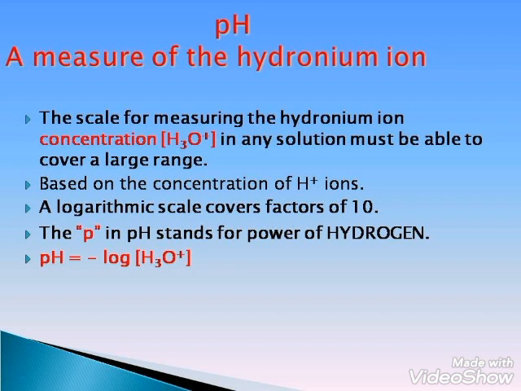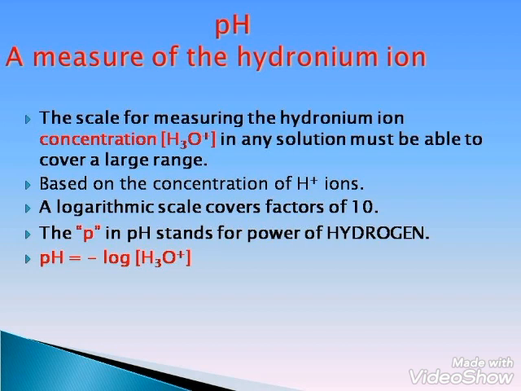So pH can be regarded as a measure of the hydronium ion concentration. The scale for measuring the hydronium ion concentration in any solution has to cover a wide range. That means it should be able to measure a lot of different types of solutions with a lot of different pH values. So based on the concentration of H plus ion and a logarithmic scale which covers factors of 10, pH can be found out for various solutions.